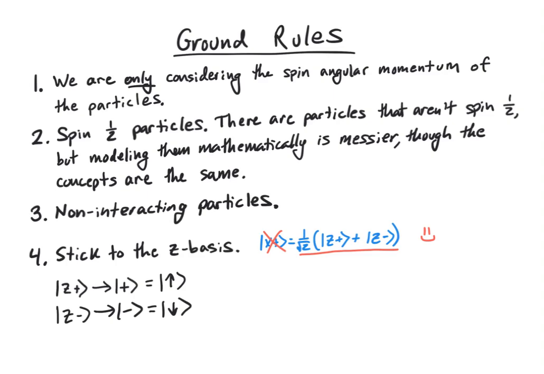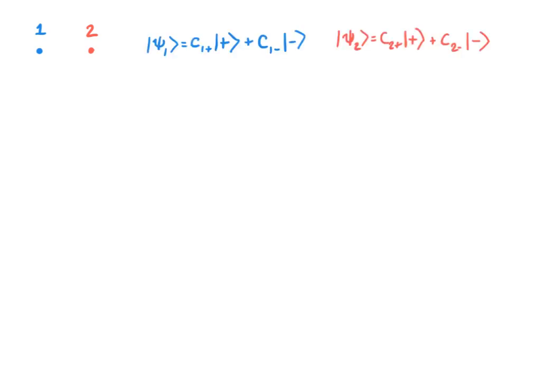So for example, the x plus state from before would be written as 1 over the square root of 2 times plus plus minus, or 1 over the square root of 2 times up plus down. So now let's actually talk about a system of two particles. Let's label our two particles 1 and 2. And each particle, being a spin 1/2 particle, can exist in a superposition of the z plus and z minus state, or in the plus and minus state, or in the up and down state.